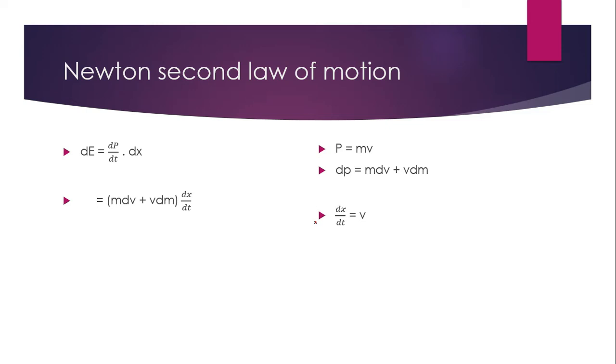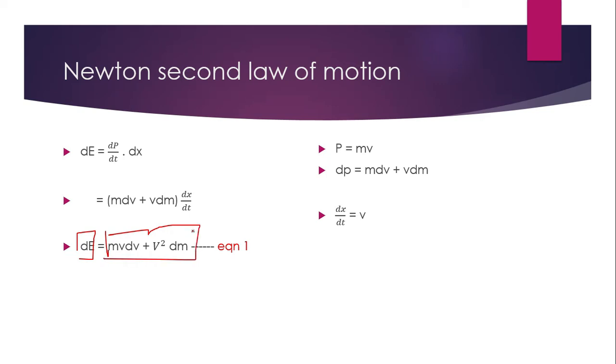So we're gonna substitute dx over dt with velocity, and we'll multiply this into this equation. So we're gonna get this first equation, that is change of energy equal to mv dv plus v squared dm. So remember this equation. This equation is really important.